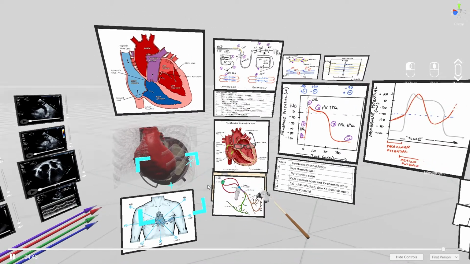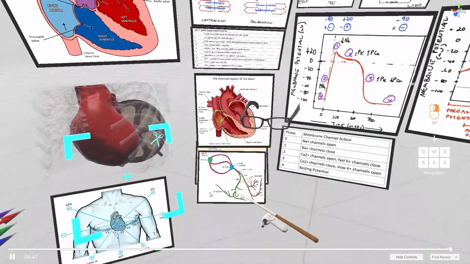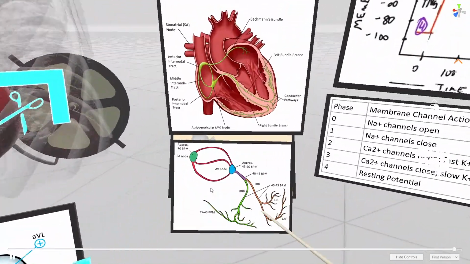You'll also notice these are intrinsic rates. This is a reflection of the pacemaker capability of each region within the heart.